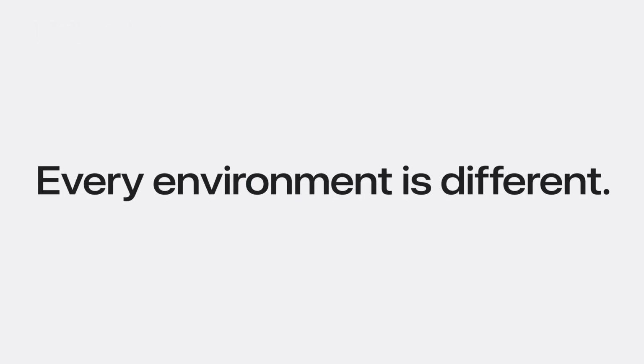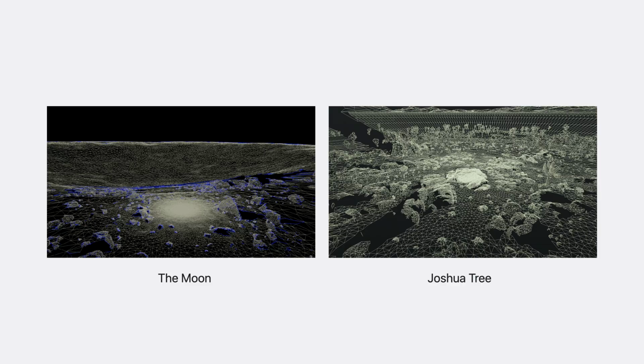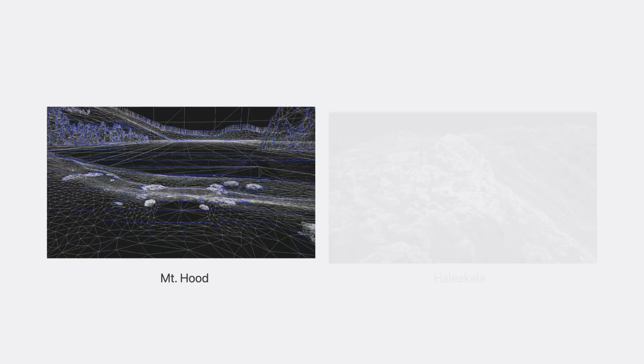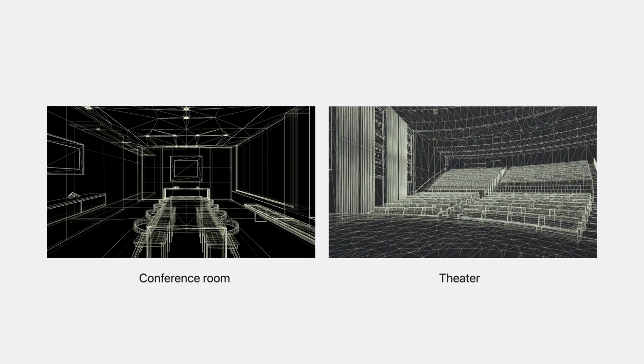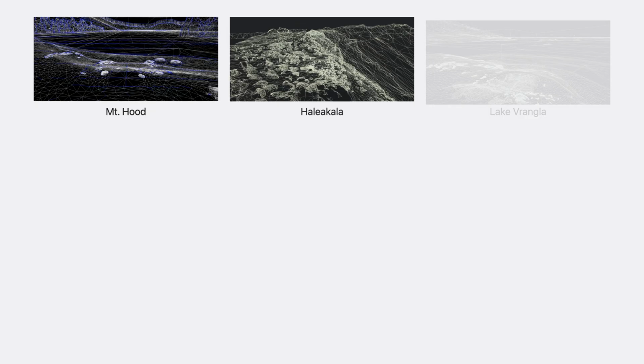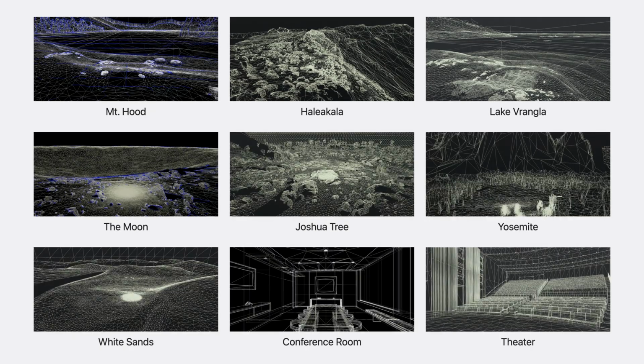Every environment you work on is going to be different. There is no one-size-fits-all workflow. But if you assemble a collection of tools in your belt, you can choose the best approach for each project. For example, rocky environments like the moon or Joshua Tree, atmospheric scenes such as Mount Hood or Haleakala, or even hard surface interiors like a conference room or a theater. Experiences like these can be built using the techniques discussed here and more.